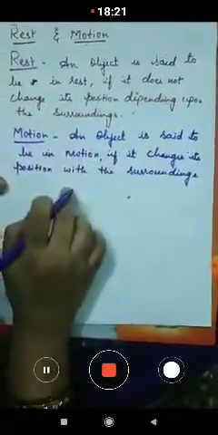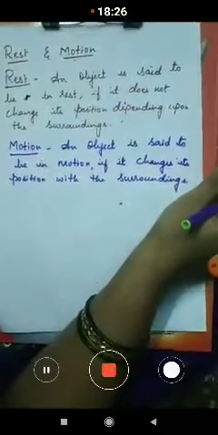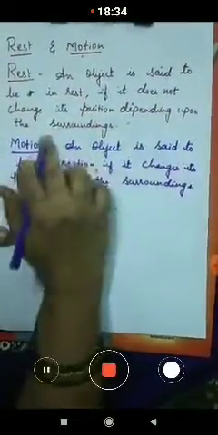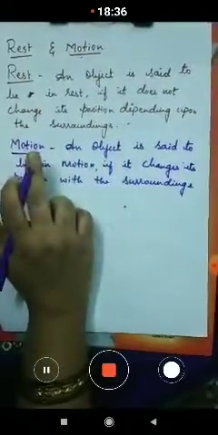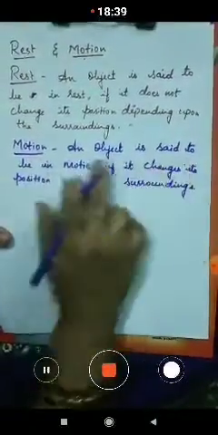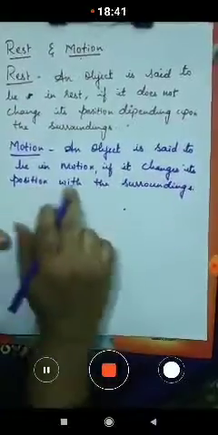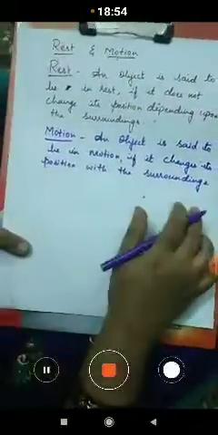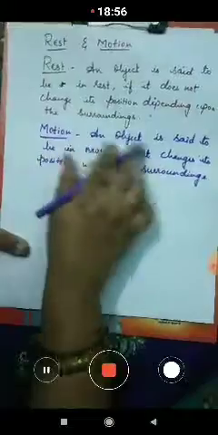I think everyone is clear with the meaning of rest and the motion. What is rest, children? Once again I am repeating, listen carefully. An object is said to be in rest if it does not change its position depending upon the surroundings. And what is motion? An object is said to be in motion if it changes its position with the surroundings. Now we'll clear what is this surroundings. Here I have used the word surroundings. So now with an example we'll clear out what is the meaning of surroundings.